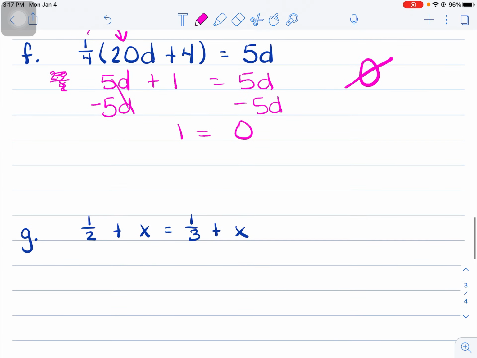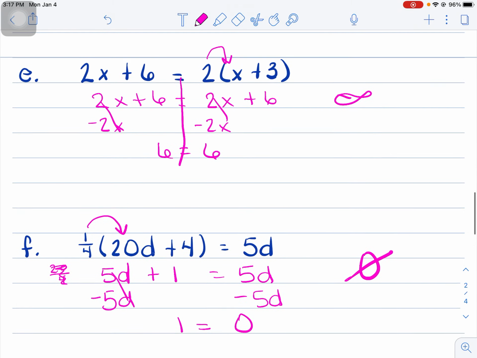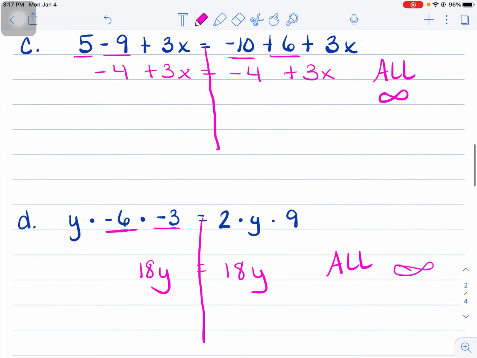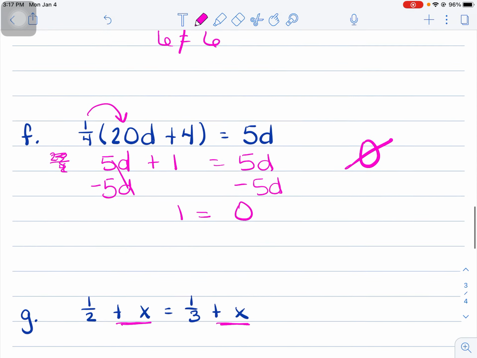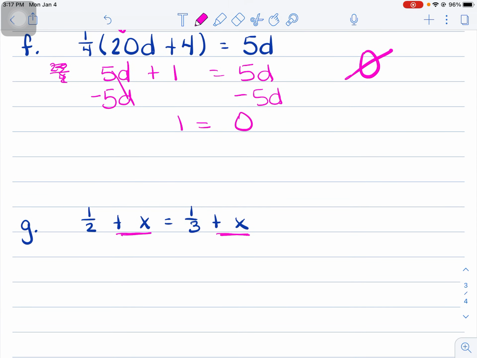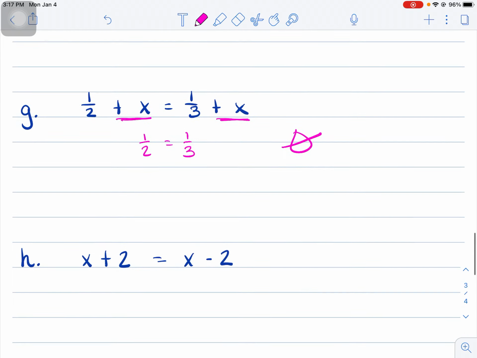All right, let's look at the next one. If I look pretty quickly, I can see I have a positive x and a positive x. When they're positive on both sides, when we move one over, we know they're going to cancel out. Just like we can look at these up here. When we move things over, we know they're going to cancel out. When they're positive and positive, they're going to cancel out. So here, we know they're identical, they're going to cancel out. We're going to be left with a half equals 1/3. Well, that's not true. So that's no real solutions or no solutions.